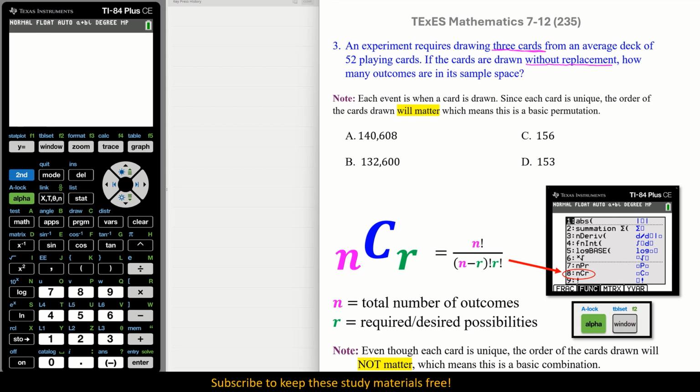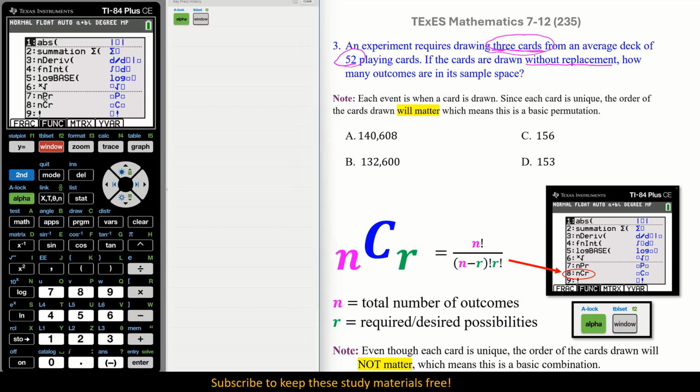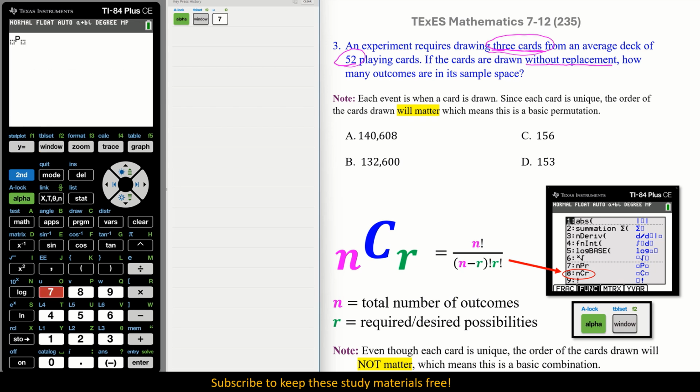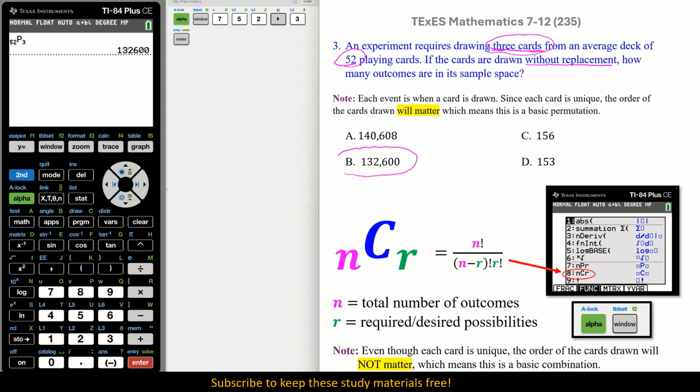So what do I do? First, we note that we have 52, and we note that we are taking out 3. So push alpha window, and a permutation is number 7. So push 7. So we have 52, arrow over. How many am I pulling out and not replacing? That is 3 cards. Push enter. And that would be option B. 132,600. There you go.